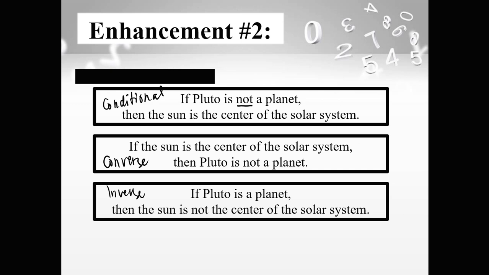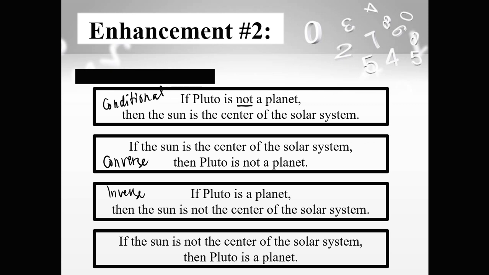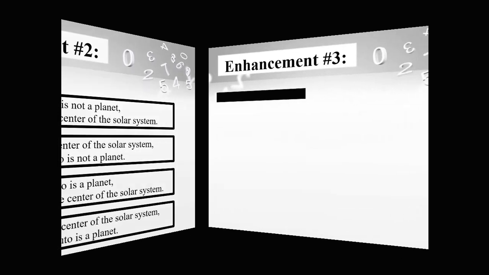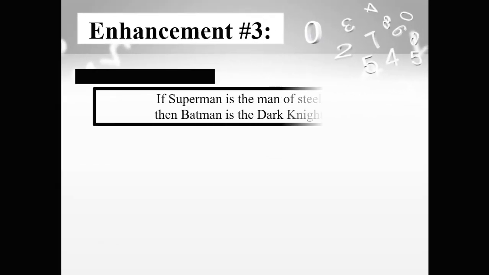And last one, for the contrapositive, all you have to do is to interchange the inverse. So, pagpapalitin mo lang po sila or pagbabalik ta rin. So, magiging if the Sun is not the center of the solar system, then Pluto is a planet. And that will be the contrapositive.